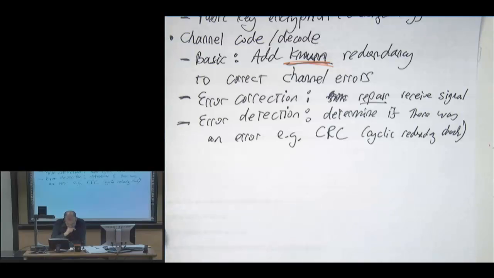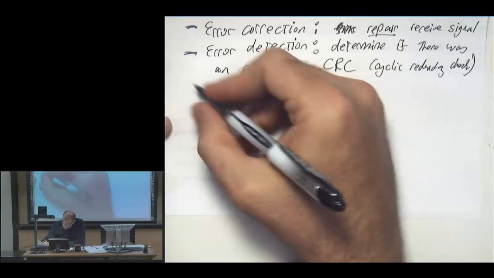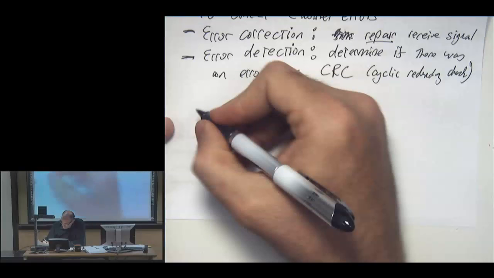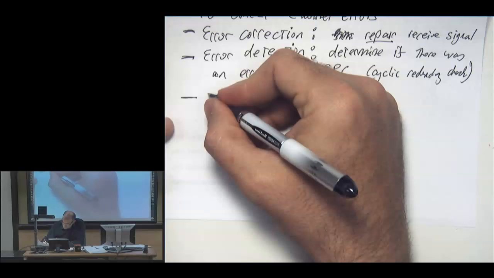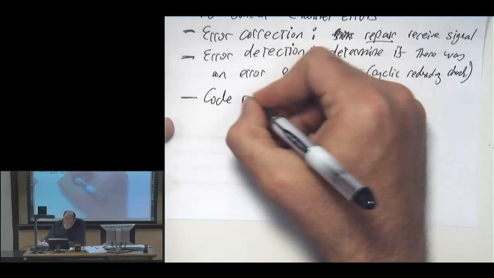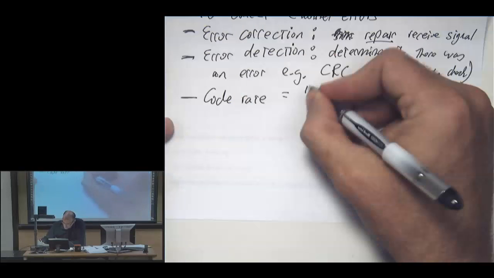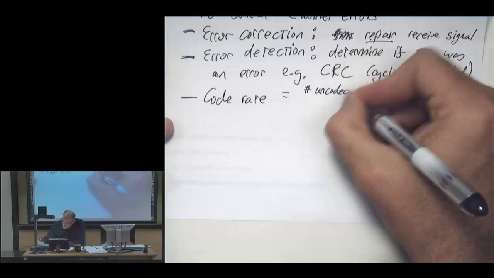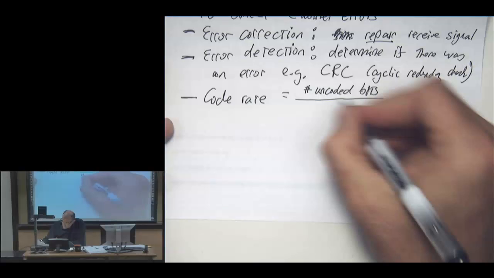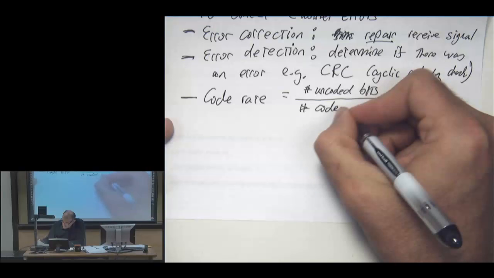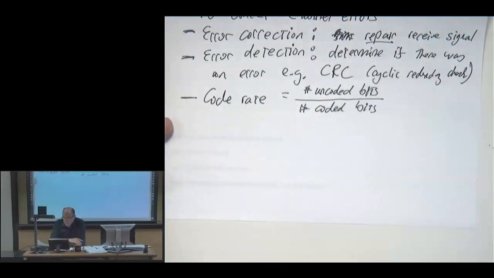So now I'll talk more about error control codes, also called forward error correction. So one thing to note is this notion of code rate. Code rate is essentially the number of uncoded bits divided by the number of coded bits. There are other ways to define code rate when you use coded modulation. So this is just a basic definition here.